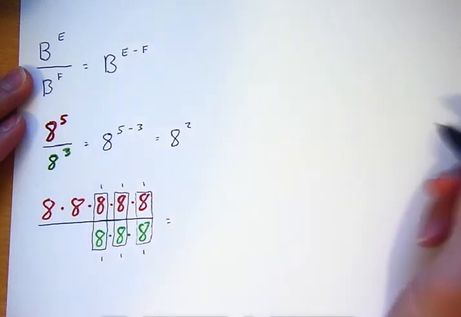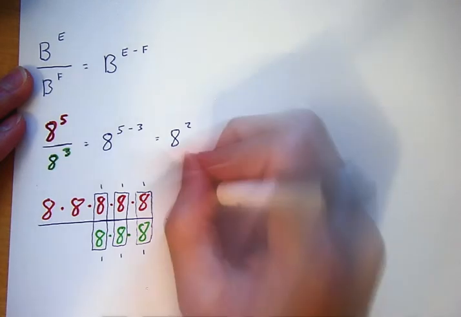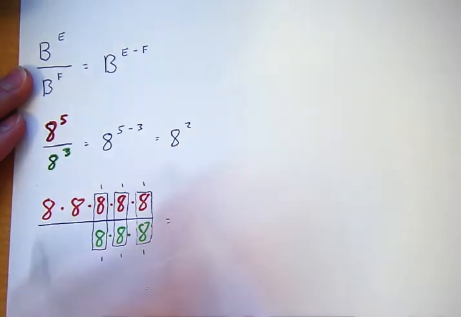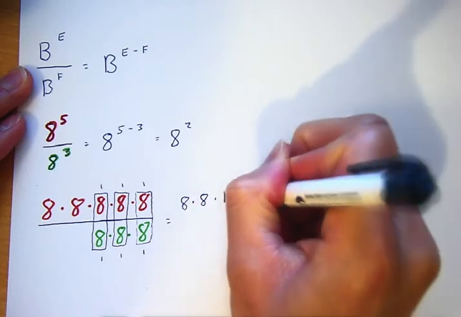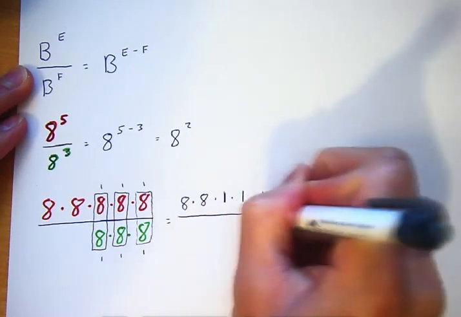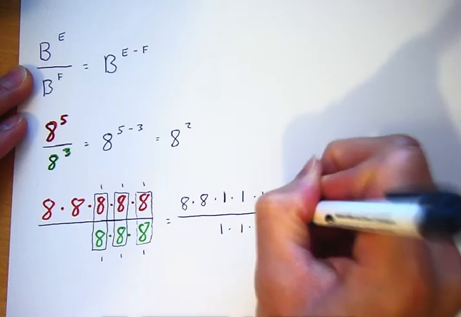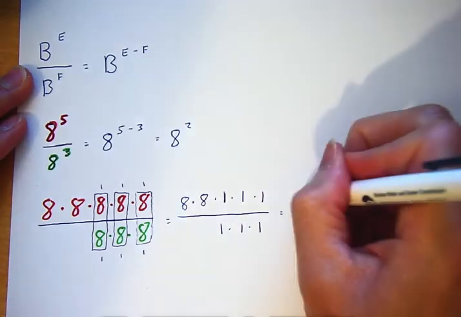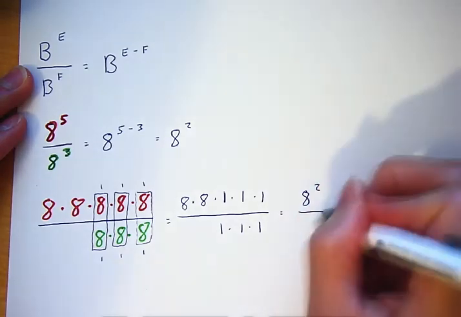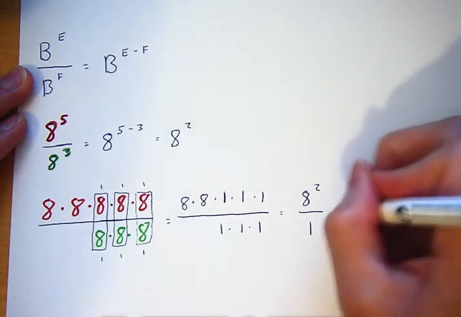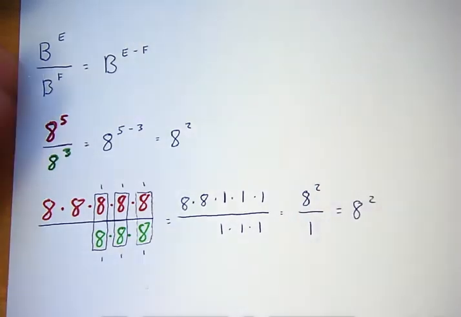All right. So then at the top, I have 8 times 8 times 1 times 1 times 1. The bottom, I have 1 times 1 times 1. So at the very top, that is just 8 squared. The bottom is 1, so 8 squared.